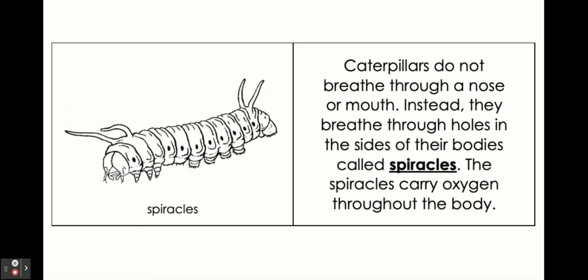How do you breathe? Where do you breathe from as a human being? Well, we don't breathe like the caterpillar does. I want everyone to take a deep breath. 3, 2, 1.